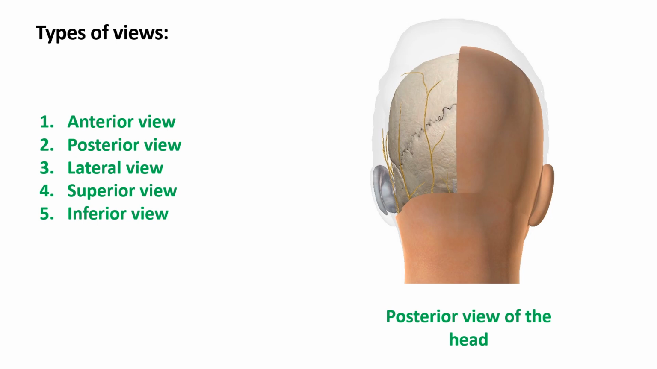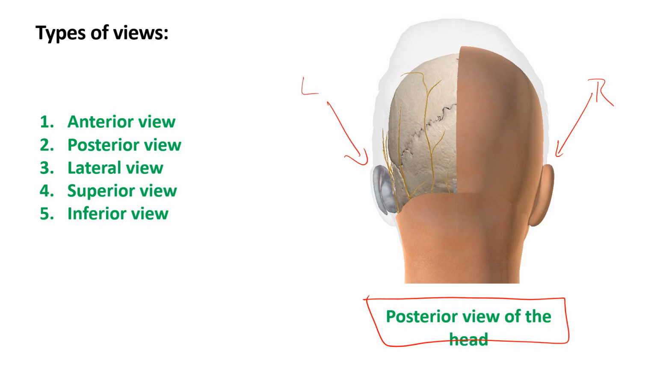The next one here is what? A posterior view, right? If this is a posterior view, of course, we have the ear. This will be the right ear, and this will be the left ear. Now, we mentioned two bones here. Which bone, therefore, is this one? We mentioned that the bone here is the occipital bone. This is how the head looks from the posterior view.